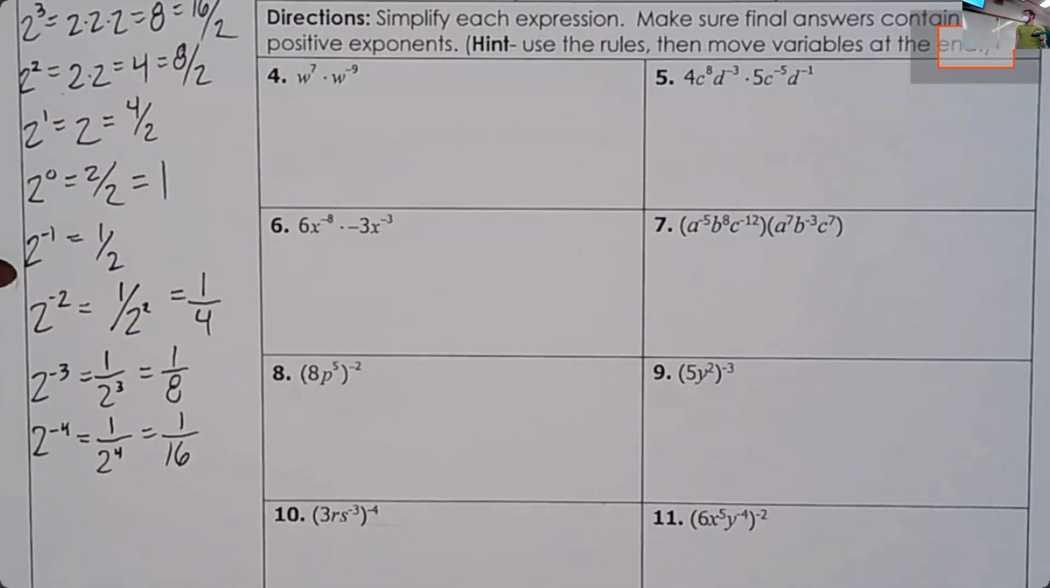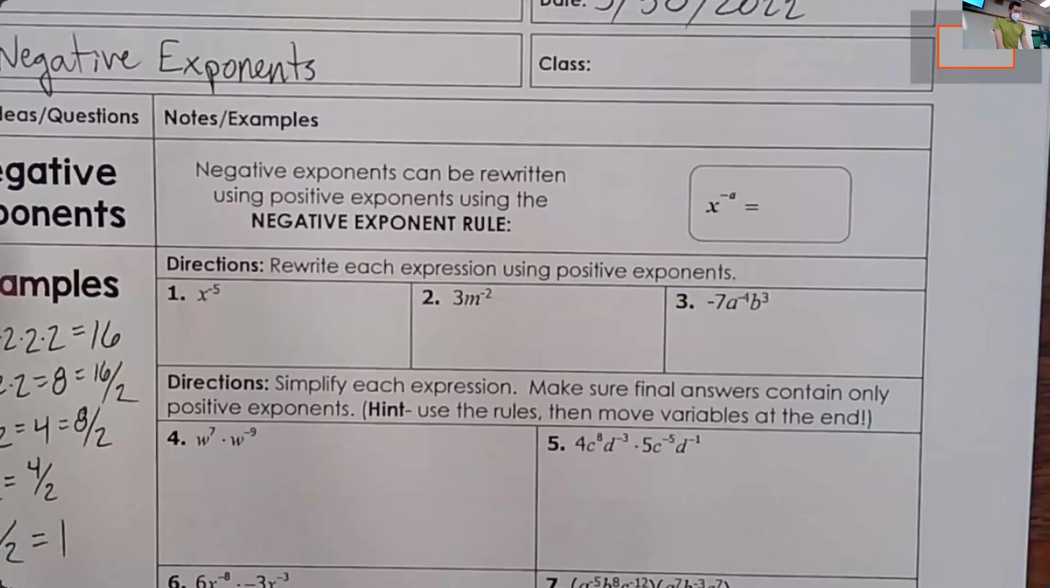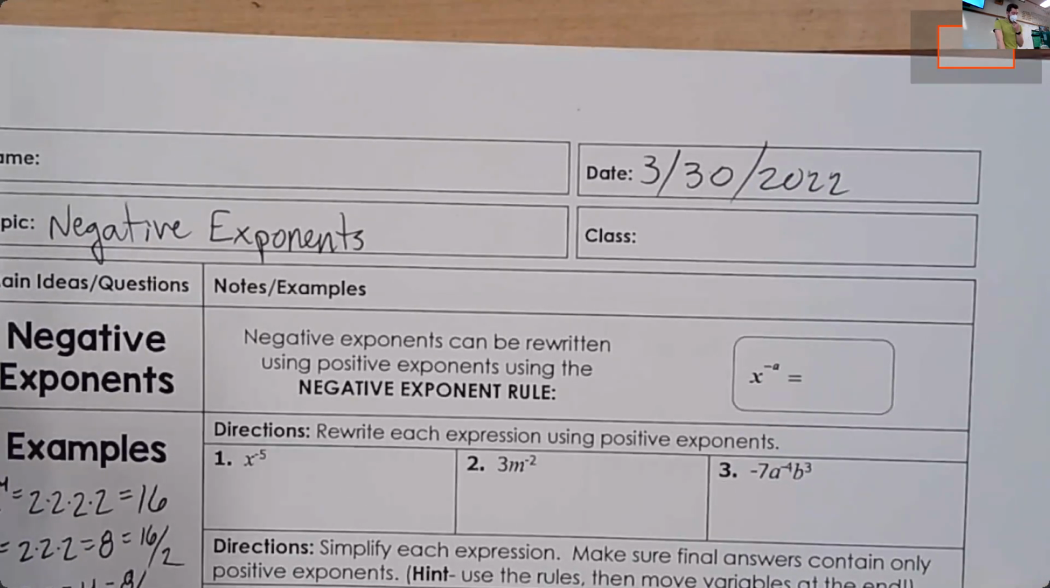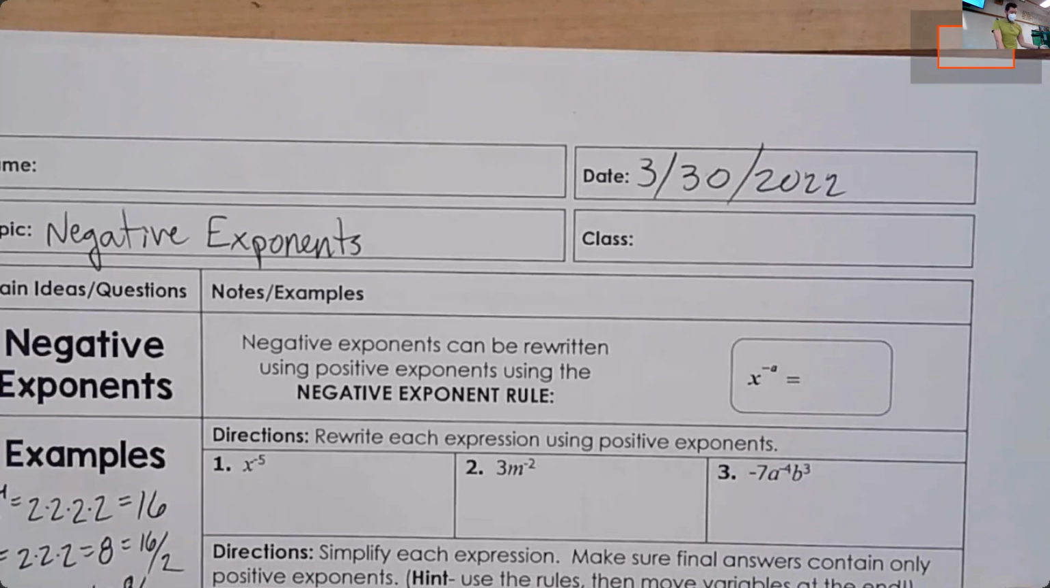All right, so the idea here is when we write our answers, or when we write something in simplified form, we have to have positive exponents in order for that to work. So the negative exponent rule is up here at the top. First thing we're going to write down for our notes: negative exponents can be written using positive exponents, using the negative exponent rule.